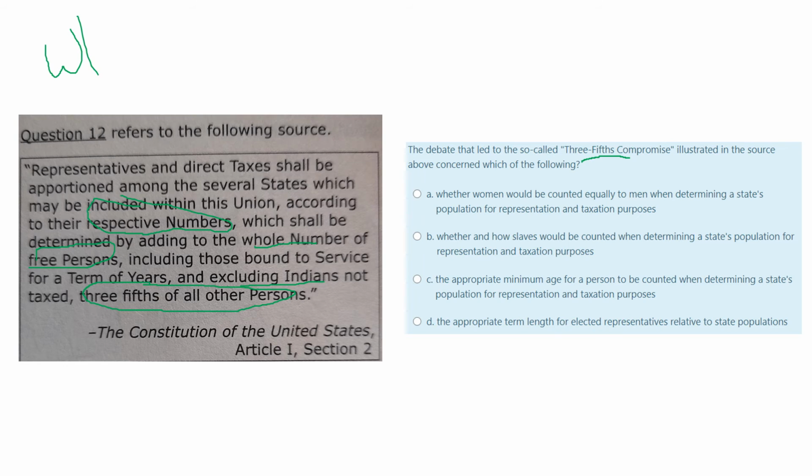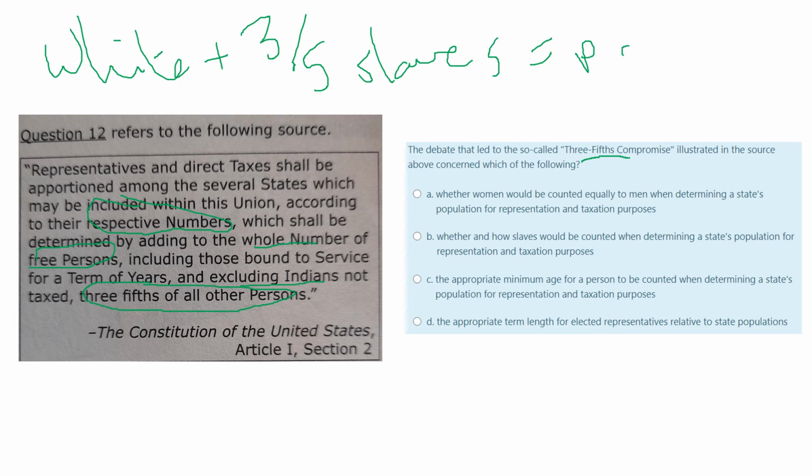So it means white people plus 3/5 of slaves, and that gives you the population. You should remember that the southern states wanted to include the slaves for representation because they wanted to send more representatives to Congress. But they didn't want to include the slaves for taxation because they wanted to pay less tax. The northern states wanted to include slaves for both. They allow more Southerners to be represented, but they wanted more taxation.